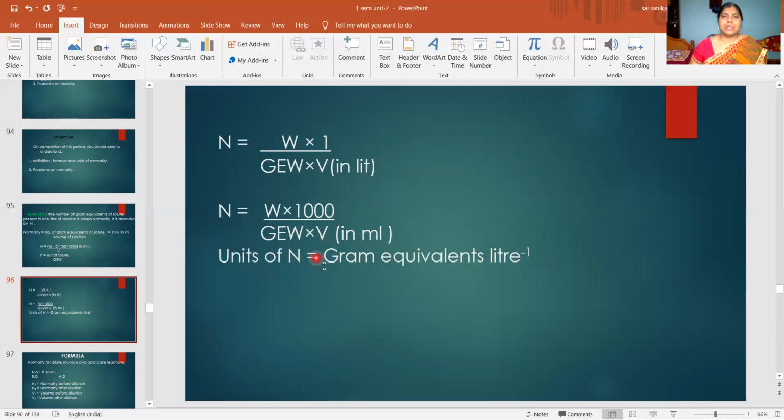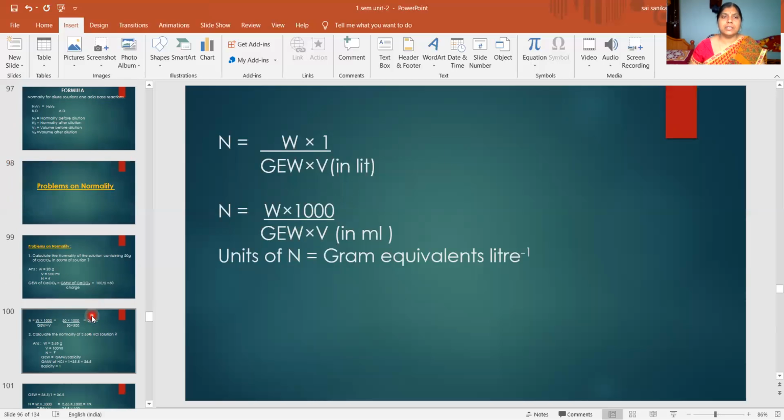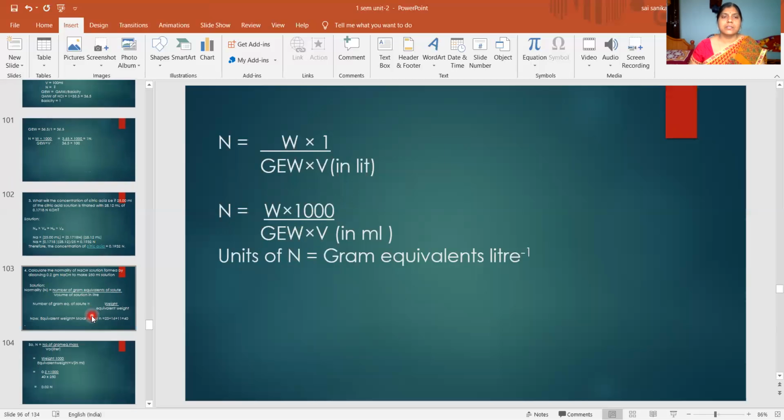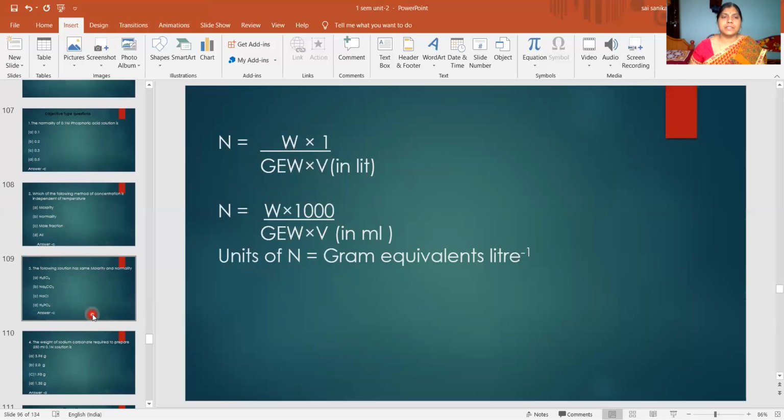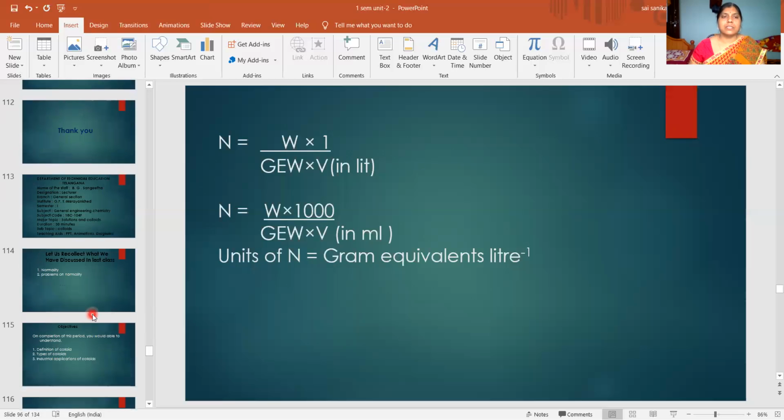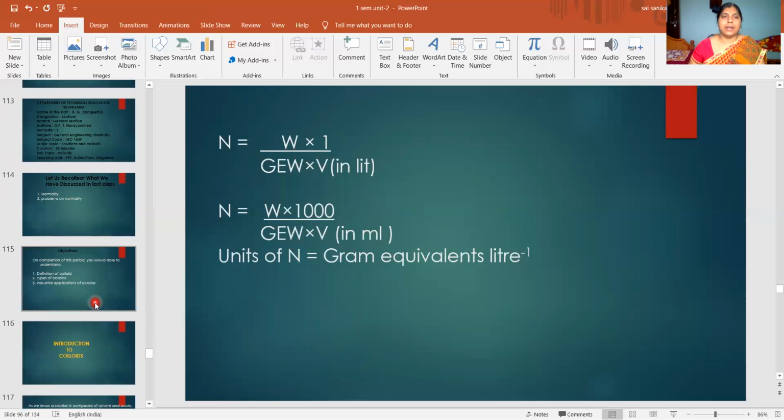What are the units for normality? Gram equivalents per liter. So, what is normality? What is the formula for normality? And what are the units for normality? And some problems we did in the last class. Now in today's class we discuss what is colloid.